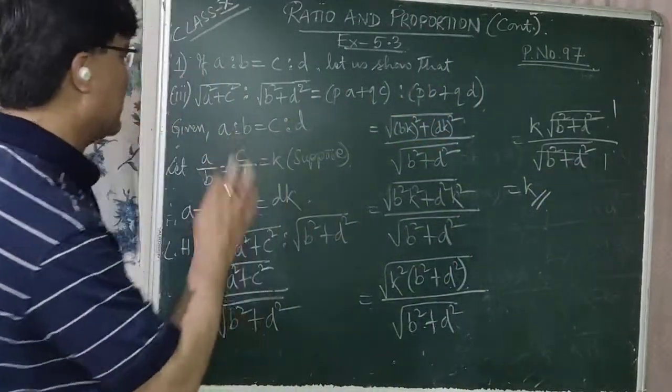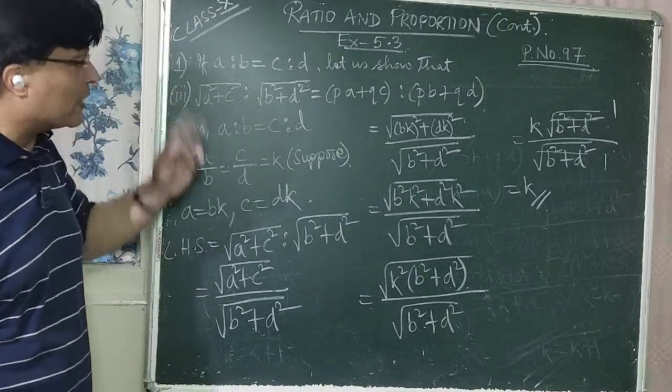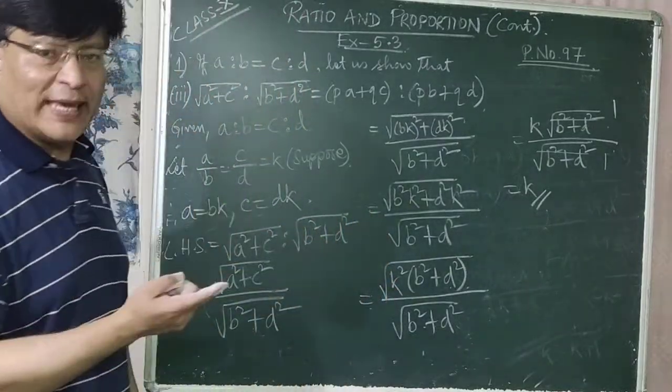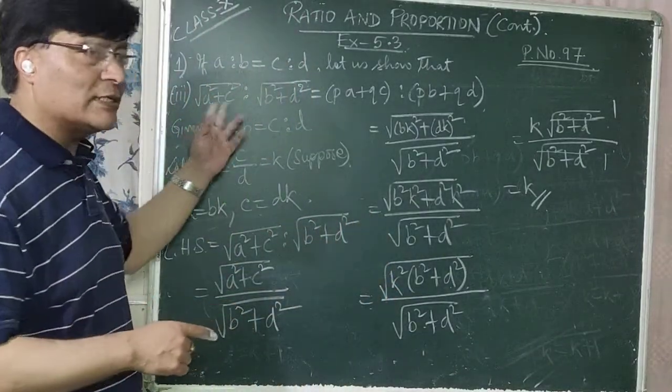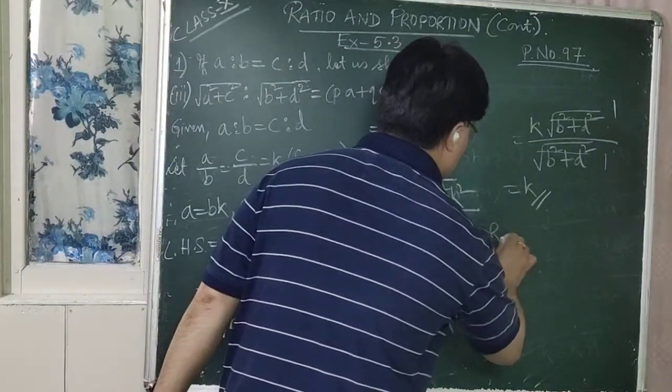So this is your left hand side. Okay, this is only your LHS. Now let us find out RHS. So RHS should also be equal to K. Then only you can write LHS is equal to RHS. This will be proved. So write on right hand side.